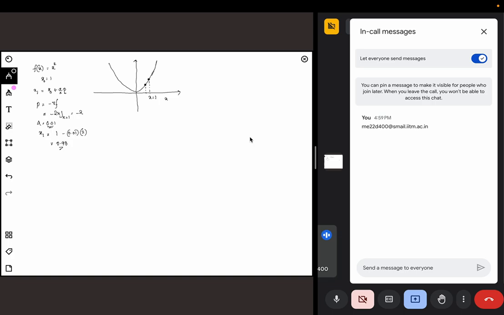But now let's say I want to go with the Newton method. Then what I do is I'll also calculate del square f. What is my del square f?